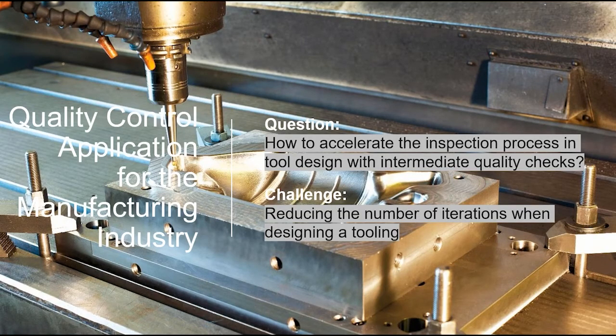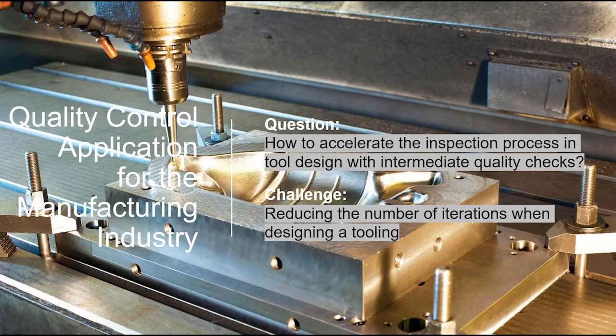Our fifth example is about an inspection and quality control application in the manufacturing industry. How can we accelerate the inspection process in tool design with intermediate quality checks? Well, when designing a tooling, an iterative process of quality control ensures that the part built from the mold or a die, for instance, is built correctly and meets technical requirements. And the challenge here is to speed up this quality control process by reducing the measurement time and limiting the number of iterations for adjustment.